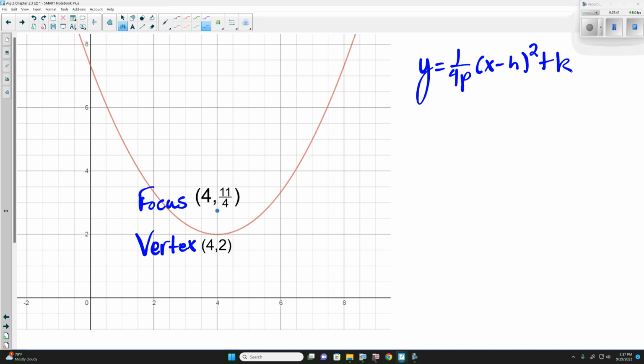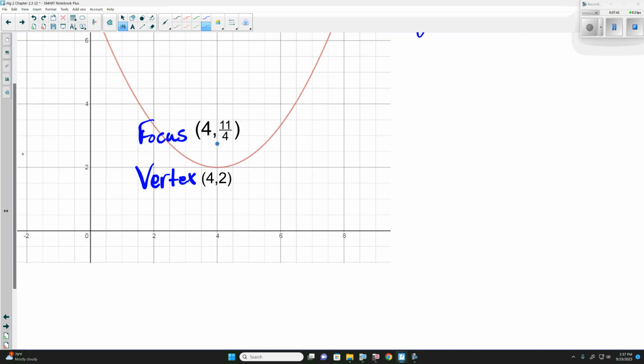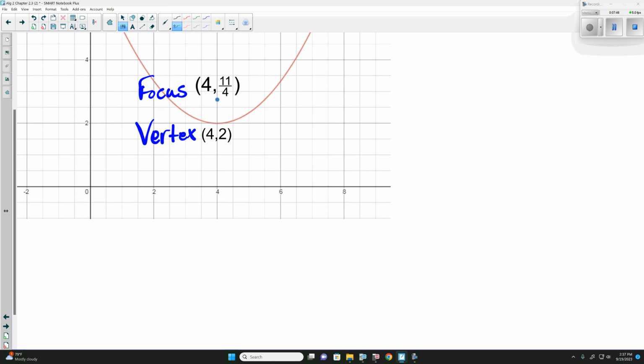Now, if we weren't given the graph, but we were given the vertex and focus, and again, for most of the ones we'll do, we're not going to be given the graph, we're being given the points. The vertex is h comma k. Now, the focus, if we're just told the focus is this point, comes in one of two general forms. One of them is h plus p comma k, and the other is h comma k plus p, because there's two versions of it, yes?